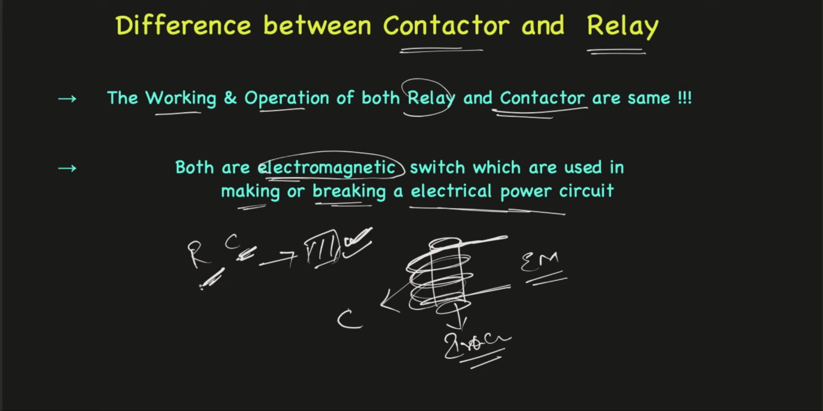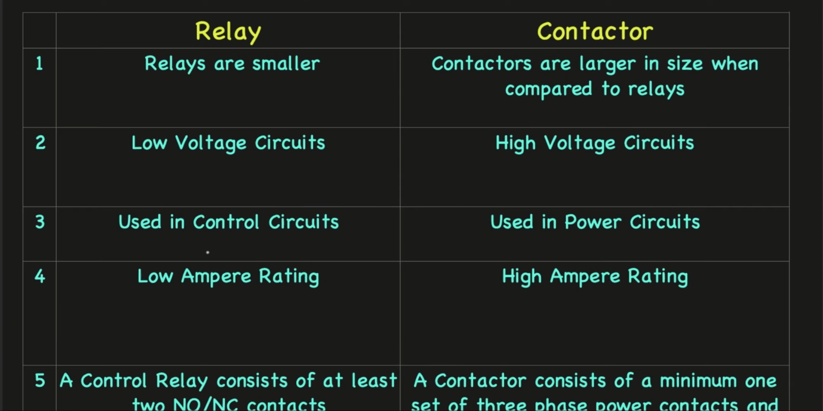Till this point, we have understood the working of both relay and a contactor. Now let us see the difference between a relay and a contactor. These are the basic differences. The first difference is relays are smaller in size, whereas contactors are large in size when compared to relays.